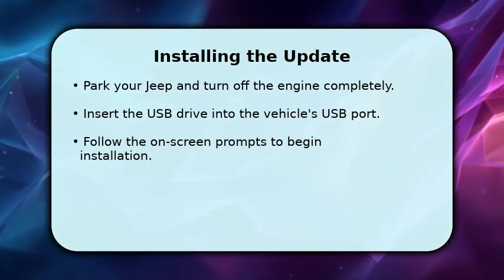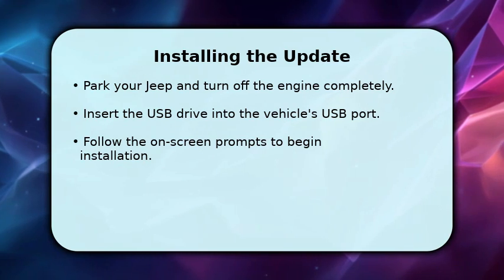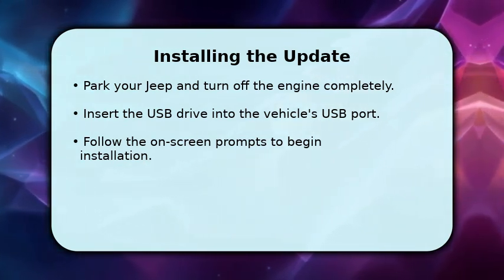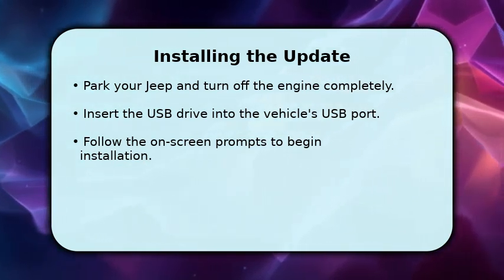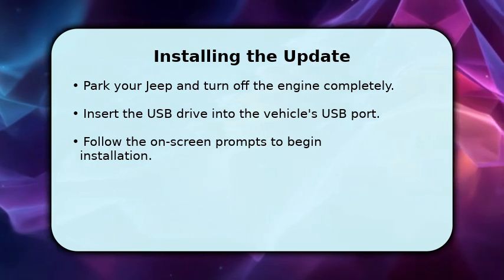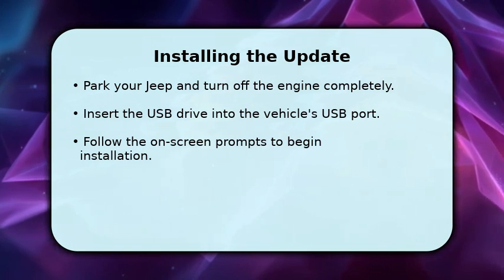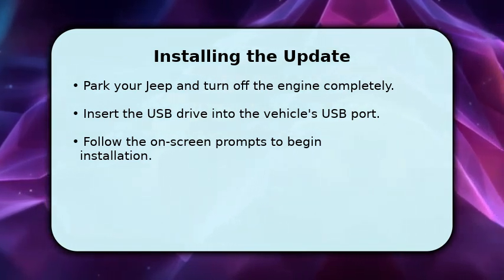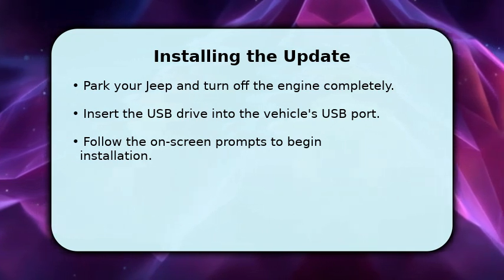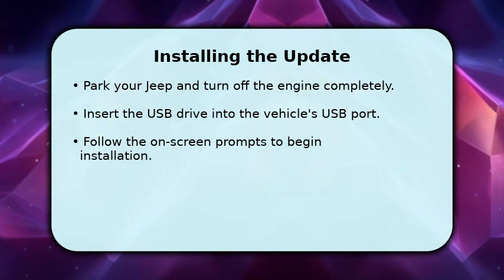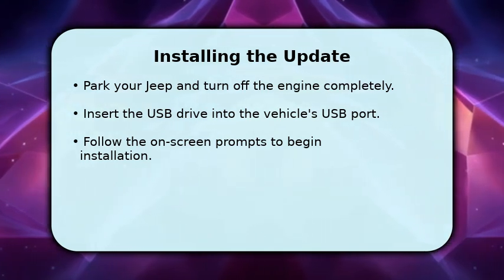Once you have the update file on your USB, park your Jeep Grand Cherokee in a safe location and turn off the engine completely. Insert the USB drive into one of your vehicle's USB ports. Turn the ignition to the ACC or RUN position without starting the engine. The Uconnect system should detect the update automatically and display on-screen prompts. Follow these carefully to initiate the installation process.